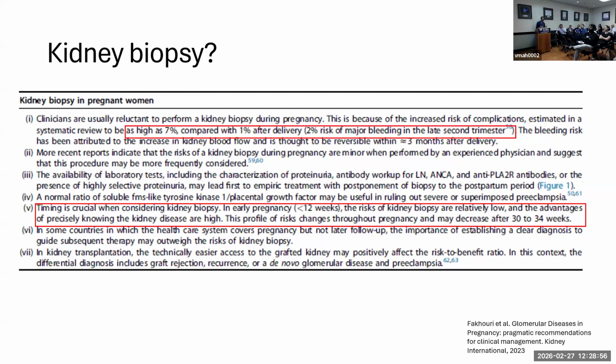The cutoff I've seen is that some places say 24 weeks, they're more comfortable before 24 weeks. This particular reference said the 30-week mark, which I think is probably the most aggressive I've seen. Generally it's somewhere between 24 to 28 weeks, and beyond that, people are hesitant to pursue a kidney biopsy.